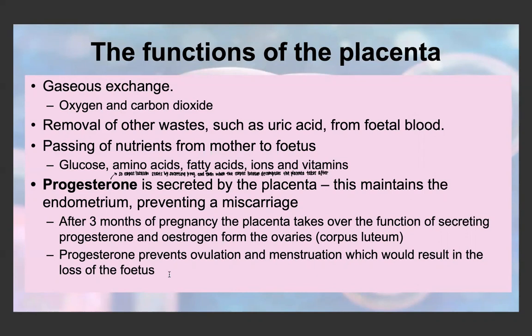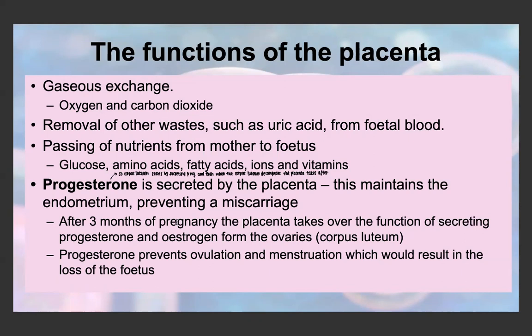One thing to note is that when we looked at menstruation, we saw that the corpus luteum only lasted about 10 to 12 days, and then it degenerated. So when I was studying this, I was quite confused. I said, how can it last for 12 days, but the placenta only takes over after 3 months? What happens between 12 days and 3 months?